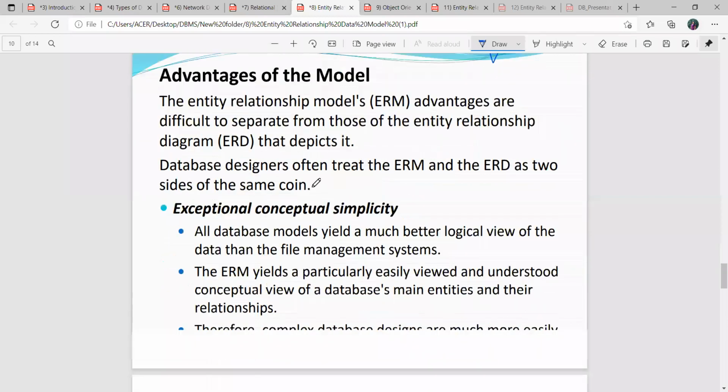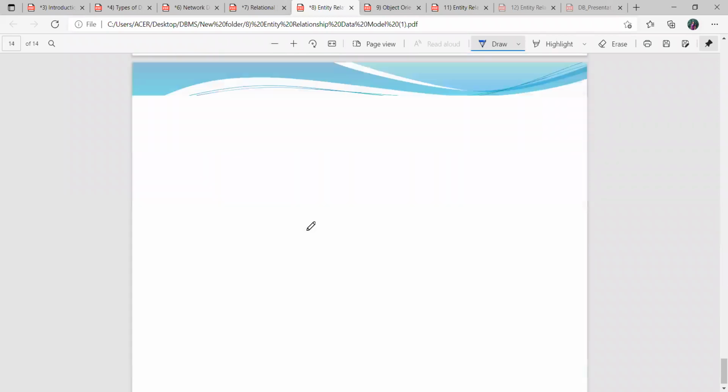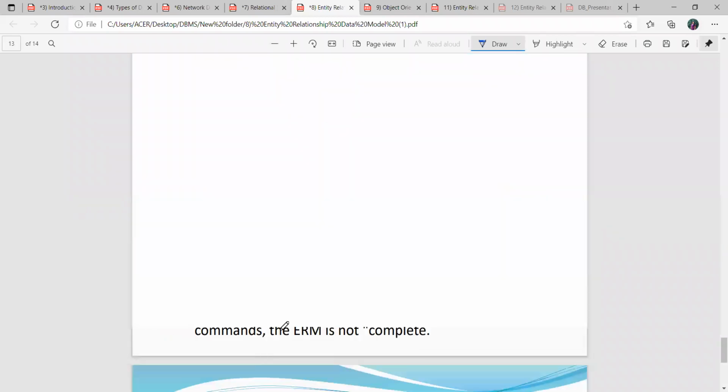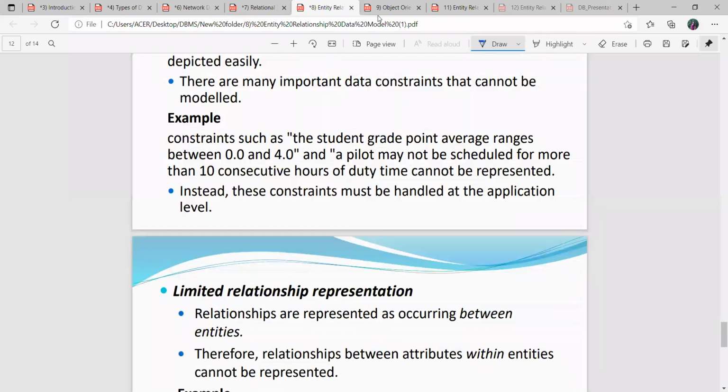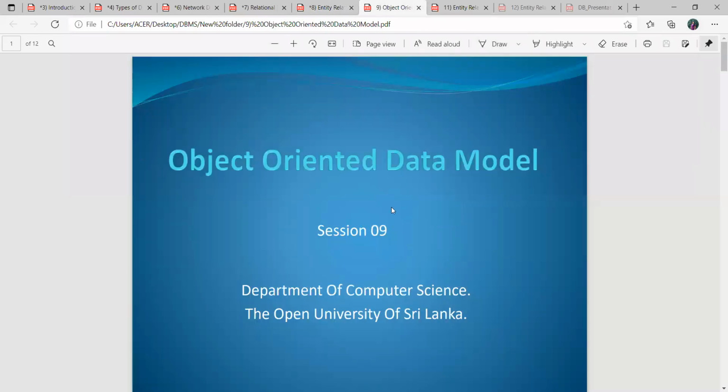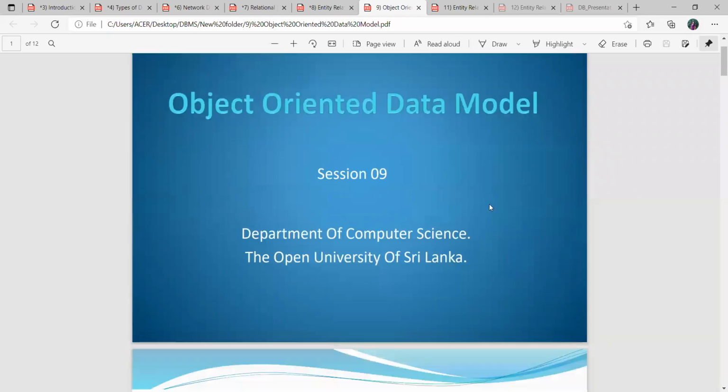Then these are the advantages. No need to do it again and again. You can go through these advantages and the disadvantages. Then let's move into our last session from the previous week. This is about the object-oriented data model.